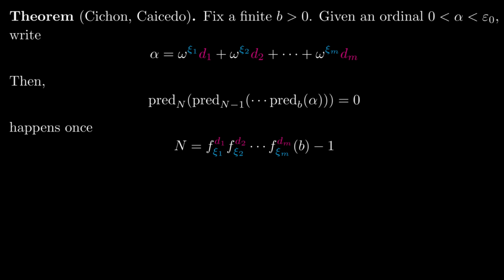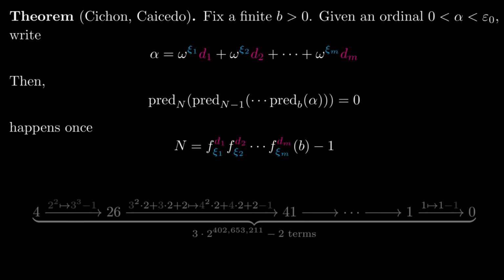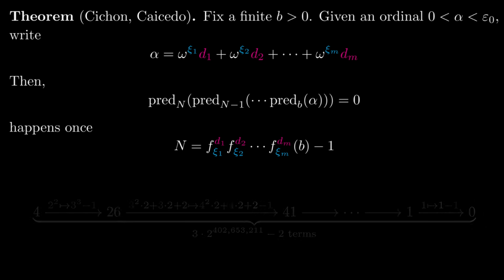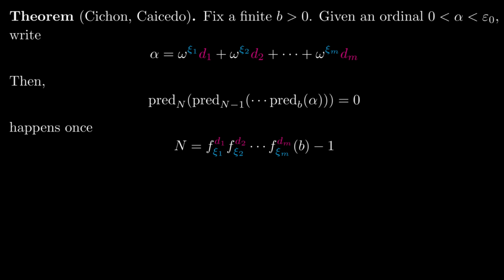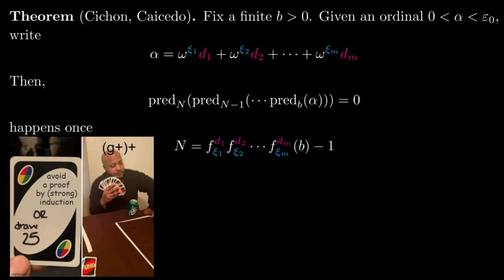With this theorem, we'll be able to calculate the exact length of the Goodstein sequence generated by 4, but we'll hold that off until we earn it by proving this theorem in the first place. As seems to be the case in this channel a lot, we'll prove this by induction on alpha.